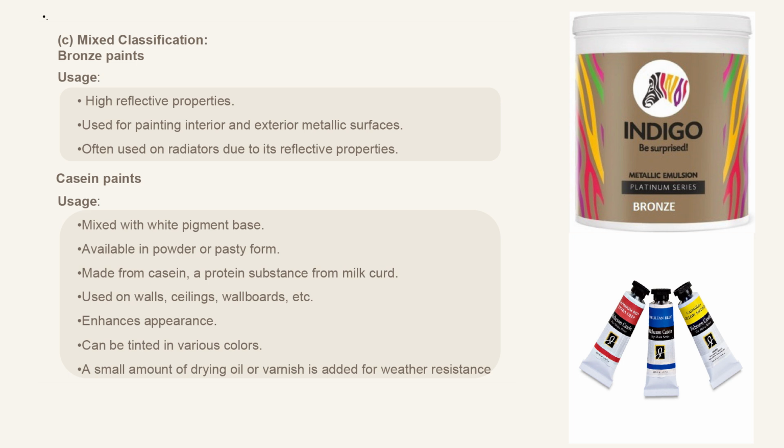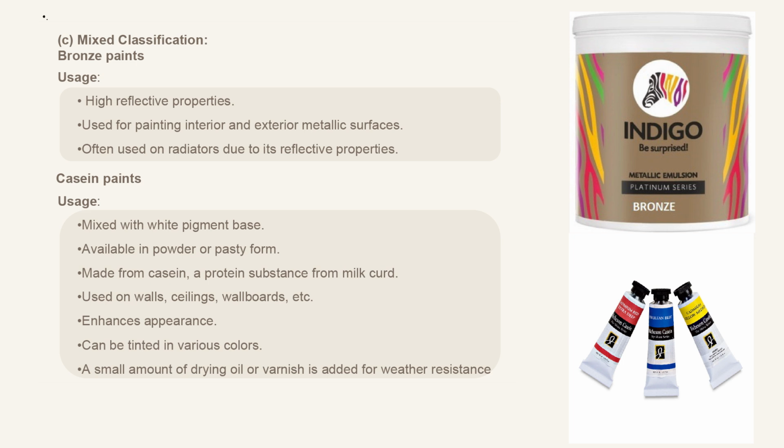Next, we have casein paints. Casein paints are made from casein, a protein from milk curd, mixed with white pigments. Available in powder or paste form, they are great for walls, ceilings and wall boards. You can tint them any color you want. For exterior use, a bit of drying oil or varnish is added to make them weather resistant.